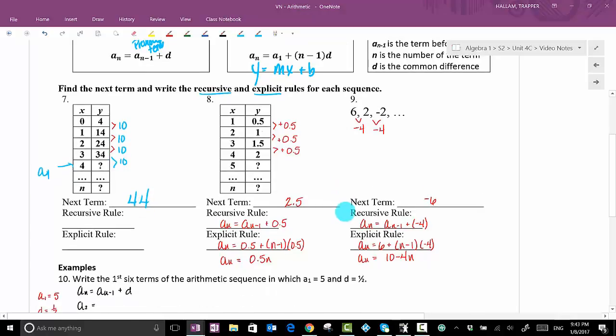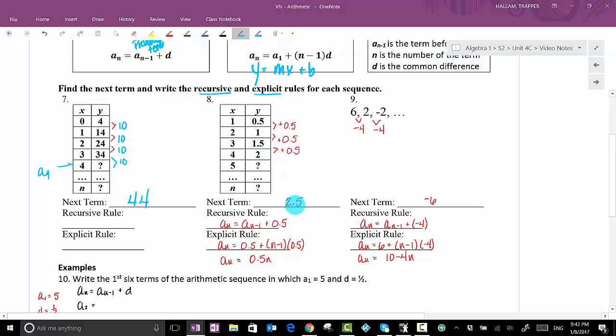Pretty simple. Okay, you can see that happen over here, right? So I found that our difference was 0.5 here, and you can see we'd add another 0.5 to get the next term in the sequence. So if we're at the fourth term and want to get to the fifth term, we'd add another 0.5 to get 2.5.